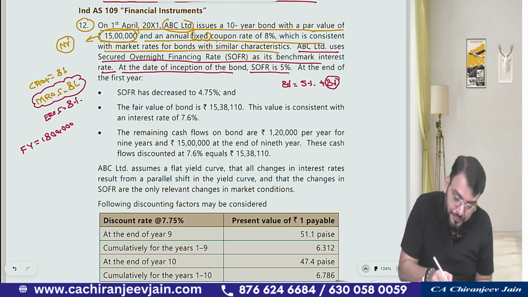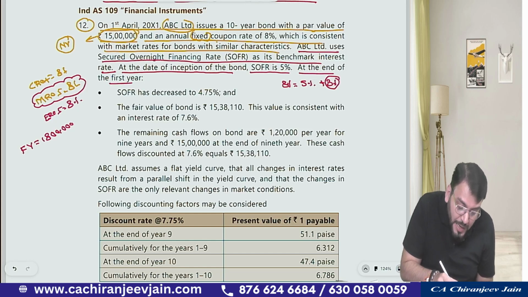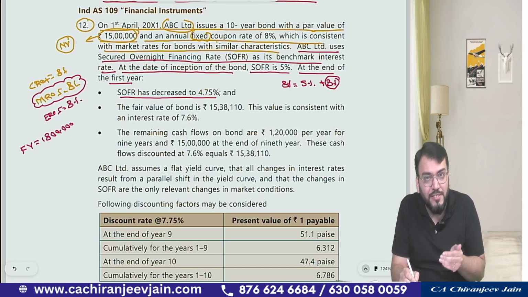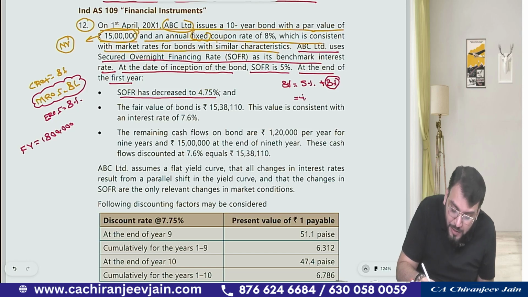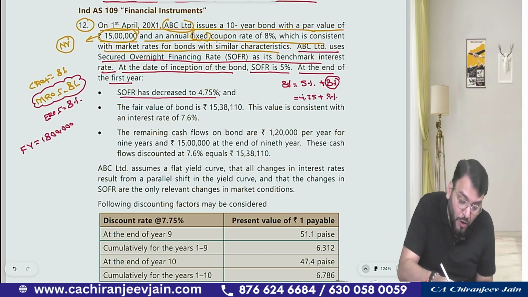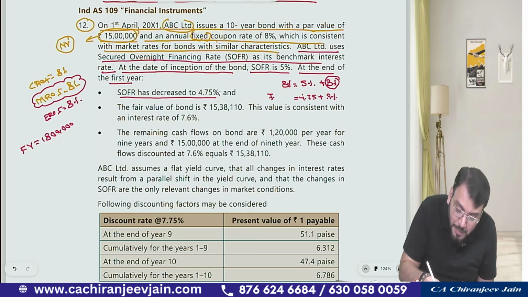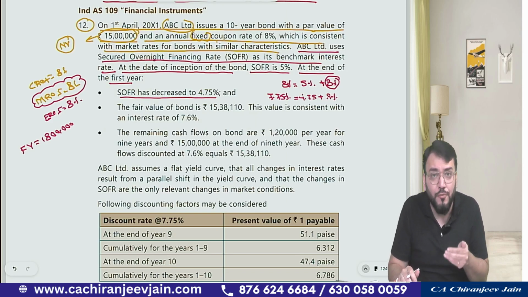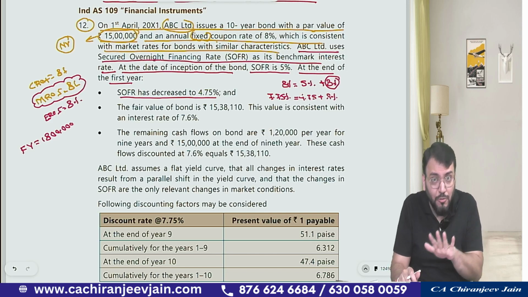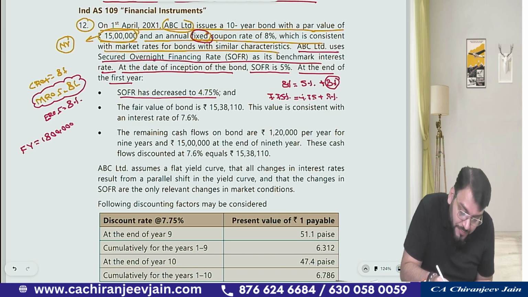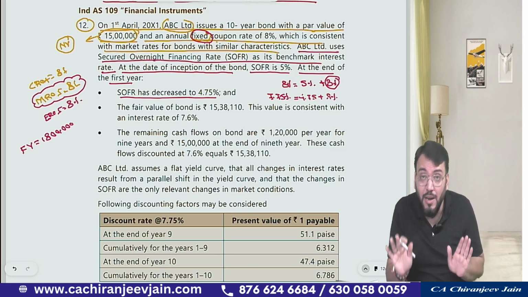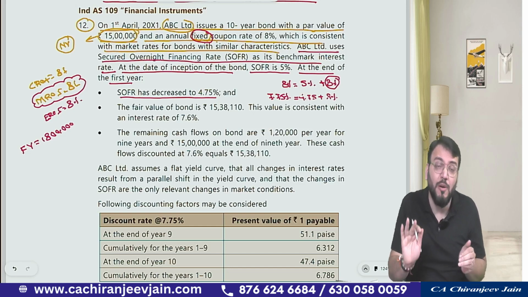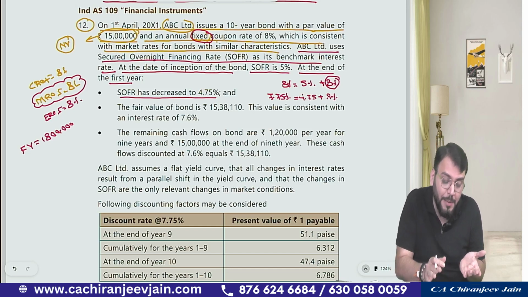Yes, sir. Now, at the end of first year, SOFR has decreased to 4.75%. So now it has decreased to 4.75%. It means if 5% becomes 4.75% and the 3% remains the same, the contractual rate of interest will be 7.75%. Now, of course, the contractual rate of interest will change from 8% to 7.75%. Are you getting what I am saying? Now, they have used the word fixed. One doubt will come: why have they given SOFR? What is the use of SOFR in the question if they have given a fixed coupon rate?